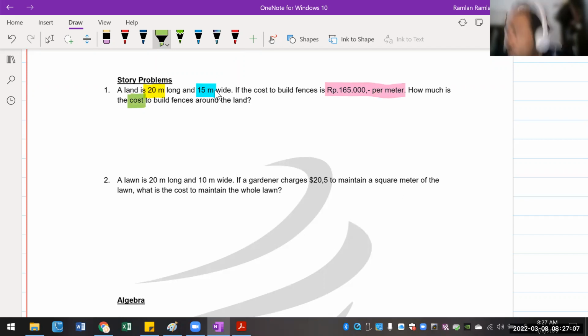I'm going to ask you one by one, guys. I'm going to start from Ali. Ali, what do you think is the 20 and the 15? What do you think is the shape of this land? Roughly, what is its shape? Is it a square, or a triangle, or a circle, or a trapezoid? What do you think? Maybe a square, Pak. Okay, thank you, Ali.